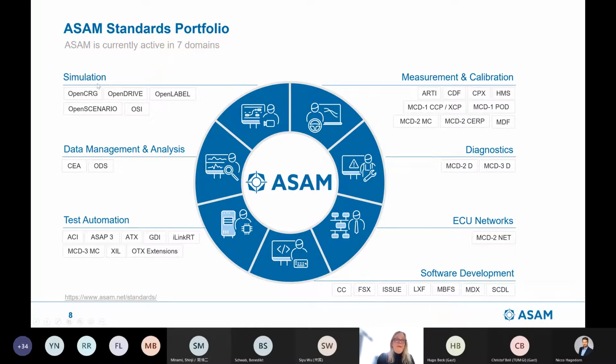But this is only one domain. Since 1998, we have been very active in the domains measurement and calibration, diagnostics, ECU networks, software development, test automation, and data management and analysis. And these standards have been developed, as I said, since 1998 and even before. And right now they are quite mature and well accepted in the industry in their domains. And the OpenX standards become also more and more mature and well adopted.